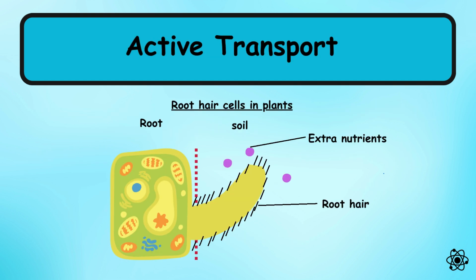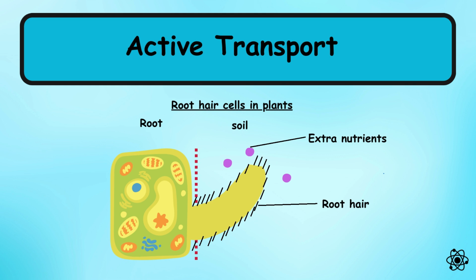The next process we will be learning about is active transport. Active transport is used in cases where diffusion or osmosis cannot be relied upon. For example, what if a cell wanted to absorb extra nutrients from outside the cell despite having a higher concentration of those nutrients inside the cell? Diffusion wouldn't work because the concentration gradient is going the opposite way.